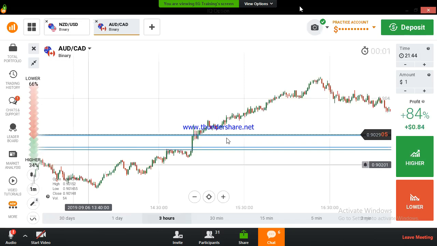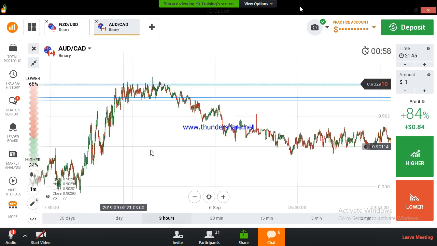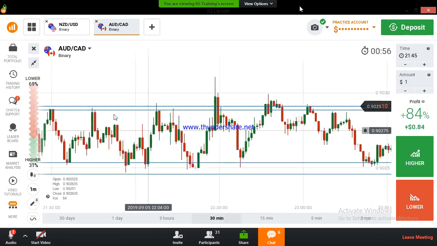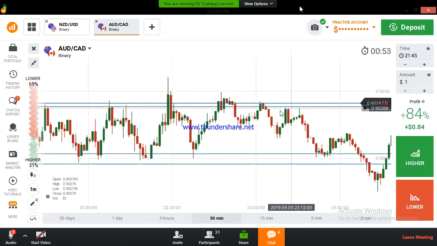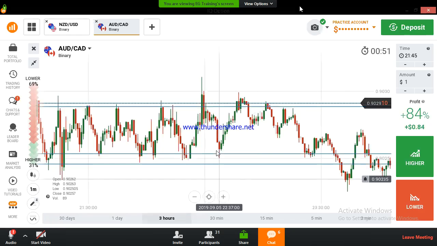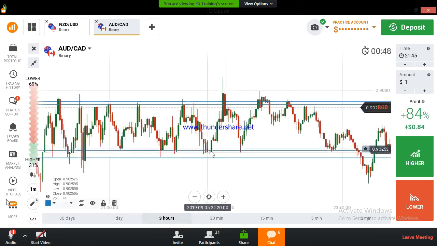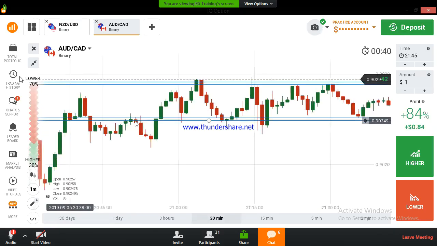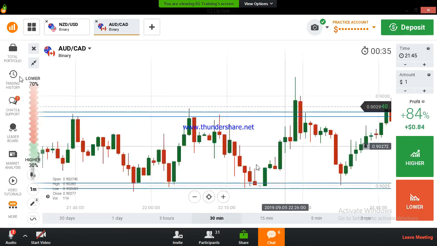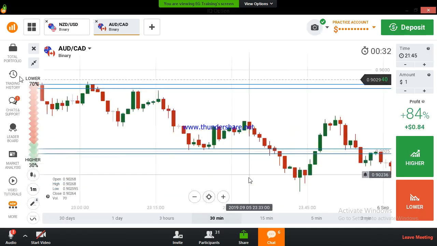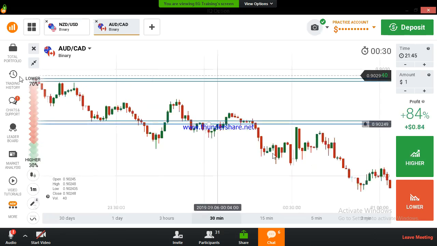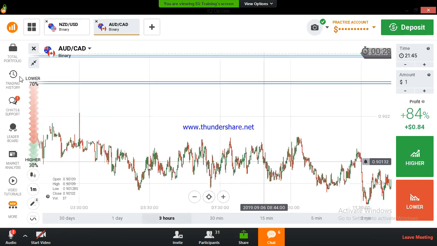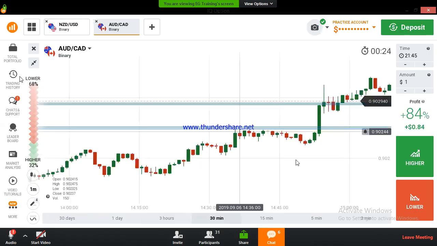Okay, here also it reversed. So this level is a strong level in the market because it reversed so many times, and we'll change this level. Okay, here also it reversed, reversed, reversed. Here also it reversed again and again. Okay, this level also working, but we need to change this level according to the present market too.